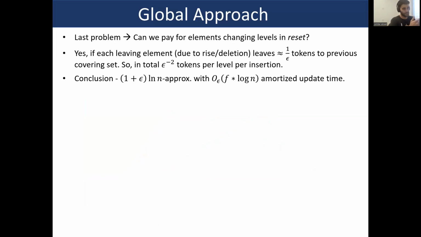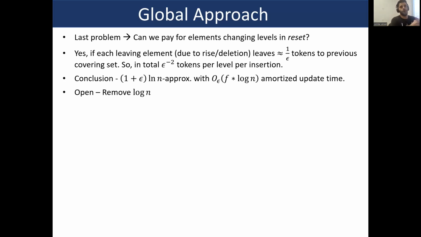Like we said, we only considered here the level changes, which is just O epsilon log n. But the F comes from the fact that we need to update relevant data structures, notify for each element all the sets that contain it, which is up to F. We won't get into those details.